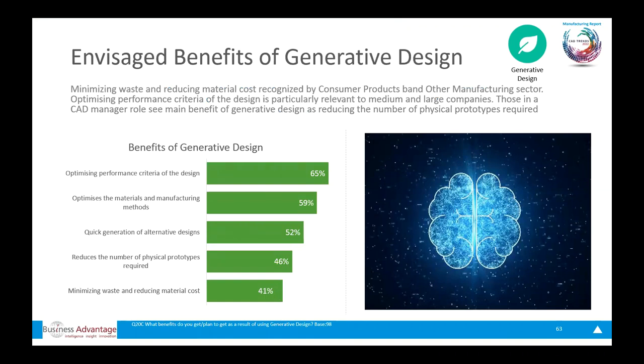Overall, optimizing performance criteria of the design is seen as the key benefit of generative design. Minimizing waste and reducing material cost as recognized by consumer products and other manufacturing sectors. Optimizing performance criteria of the design is particularly relevant to medium and large companies. And those in a CAD manager role see the main benefit of generative design as reducing the number of physical prototypes required.